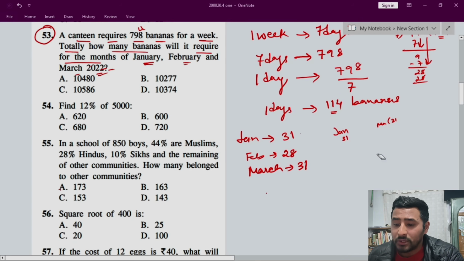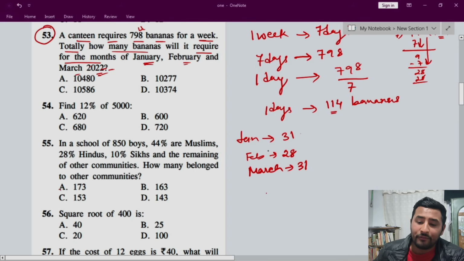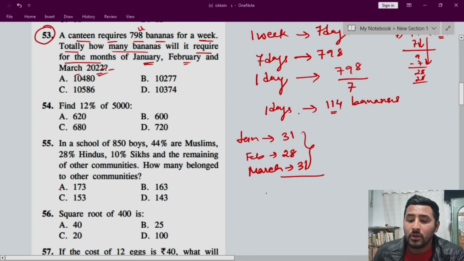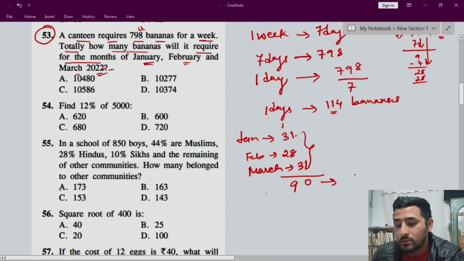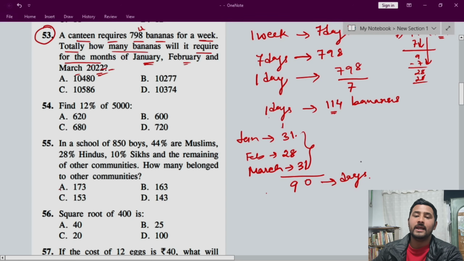So let's come back to the question. Okay, we have this number of days in these 3 months. So add all this, because for 1 day we're getting 114. For these three months we have to multiply the number of days. Or we have to add these days first, then multiply with the number of bananas. Okay, so add 1 plus 8 is 9, plus 1 is 10. 0, carry 1. 1 2 3 4, 4 plus 2 is 6, plus 3 is 9. So total number of days will be how much for these 3 months? This will be 90 days.